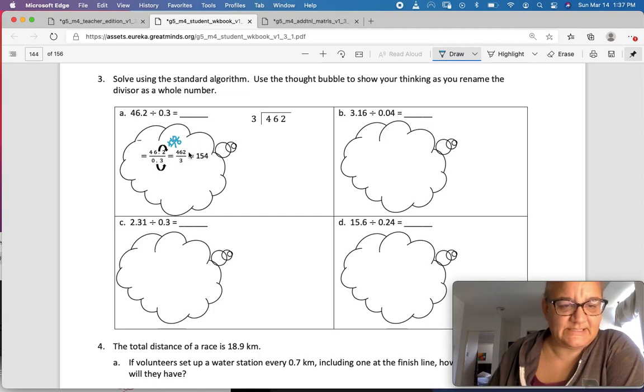So 462 divided by 3 equals 154. Is that an estimate or is that the answer? Let's see.